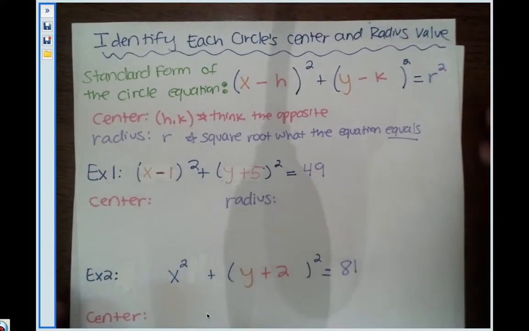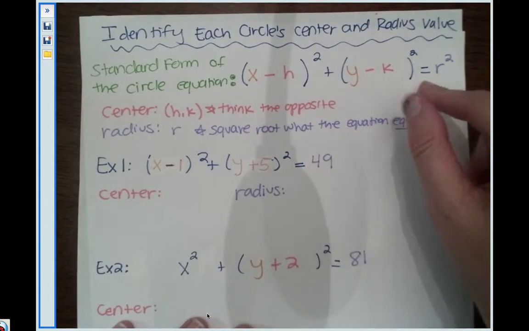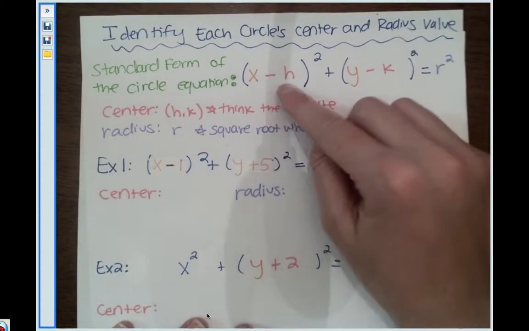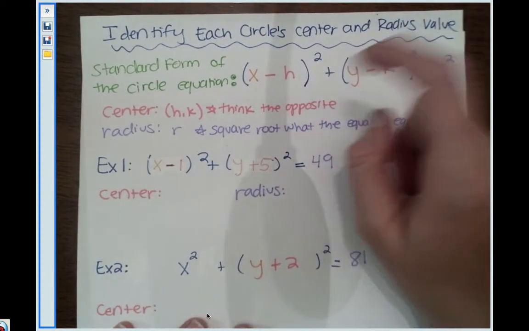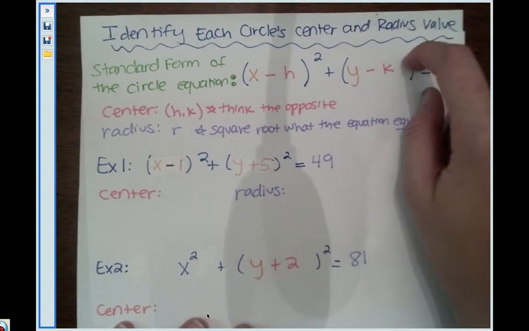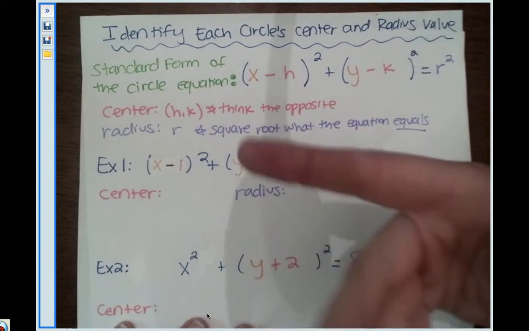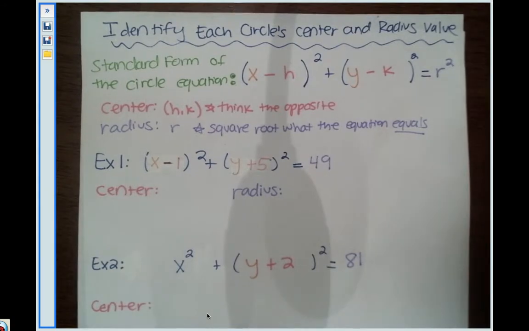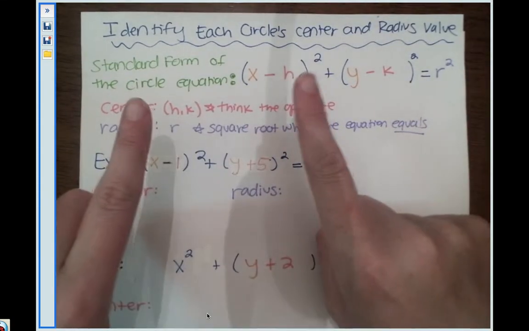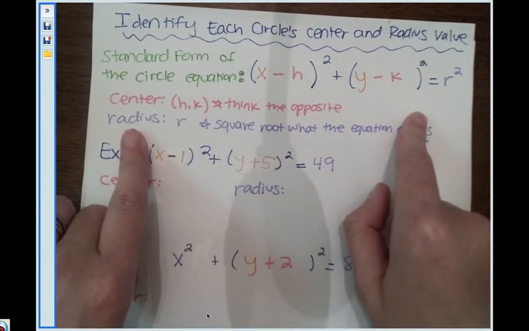But anyways, don't forget, this is the standard form of the equation of the circle. It's (x minus h) squared plus (y minus k) squared equals r squared. Now you're probably like, Miss Long, what are all these weird h's and k's and r's? Well, don't you worry. I have it spelled out for you right here.